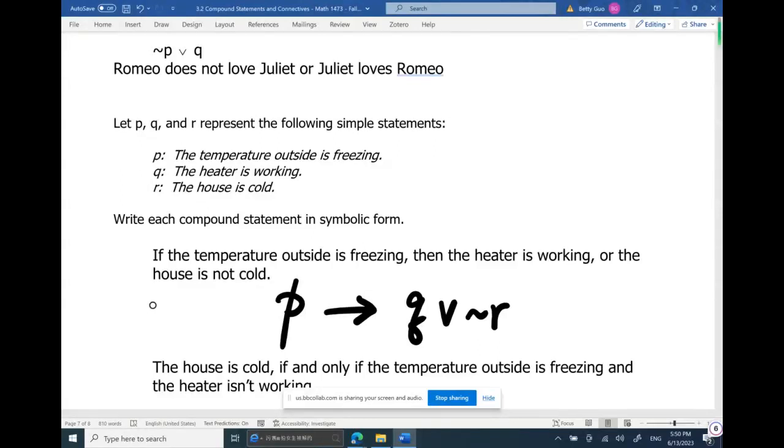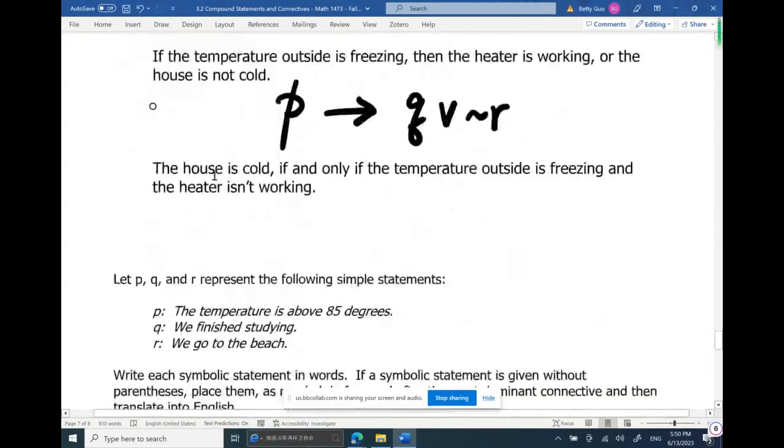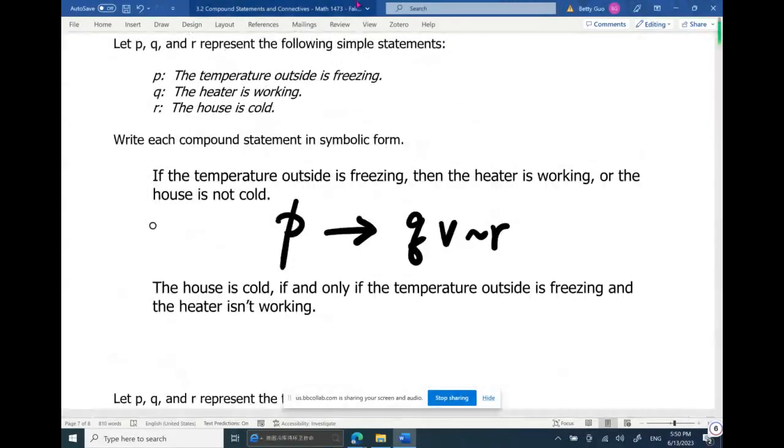We should not have any confusion because of the dominance of connectives. If P, if the temperature outside is freezing, then we have a disjunction as a consequent. The heater is working, Q, or the house is not cold, so not R. And the next sentence, the house is cold if and only if.